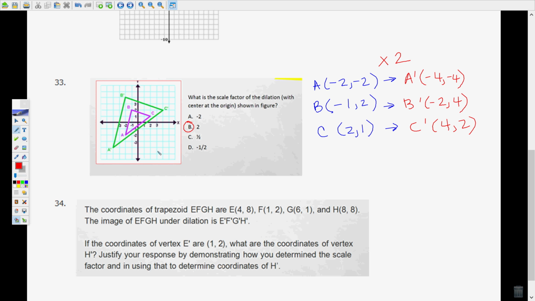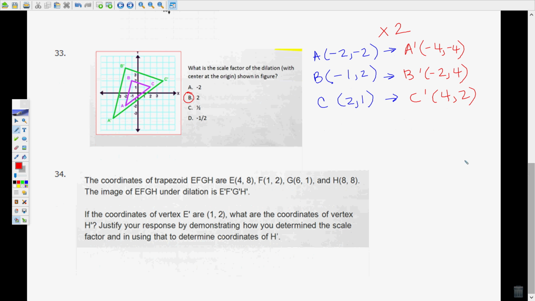If it's by 1/2, that means it's going to be half the size. So think it through before you pick an answer.